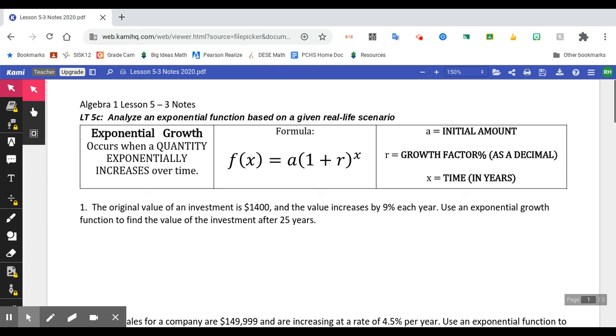Those types of things. So we're going to be talking about two different types with exponential growth and decay. And then at the very end, we're going to talk about compound interest, which is something that you always use for your investments at the bank as well.